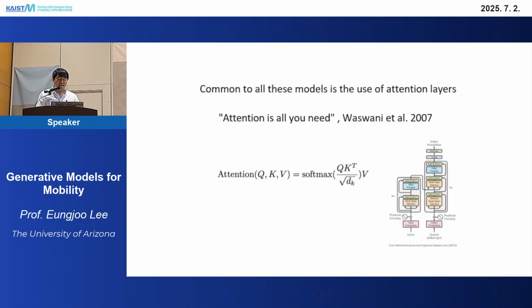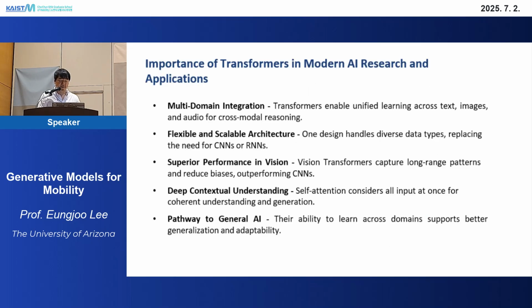But common to all these deep generative models is the use of attention layers. I talked about the transformer model a lot in the previous session, but in this session, I would like to go in depth about the transformer, just because this model is the common thing that has been used in the generative AI field these days.